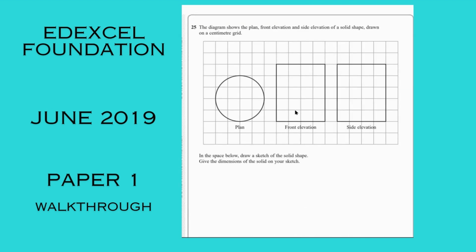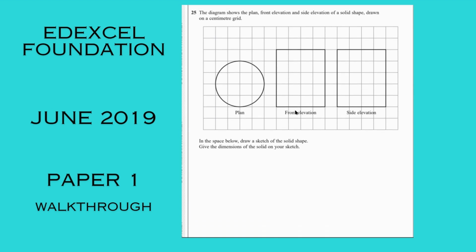On to number 25. A chance for me to show off my massive lack of artistic skills with my electronic board pen. If you look, plan view means look down on something. If you're looking down on something and it's a circle, and from the front and side you're getting a rectangle, it's a cylinder. It's a toilet roll, whatever you want to call it. It looks like that. But it does say give the dimensions, so don't forget the height of this is 5 squares.